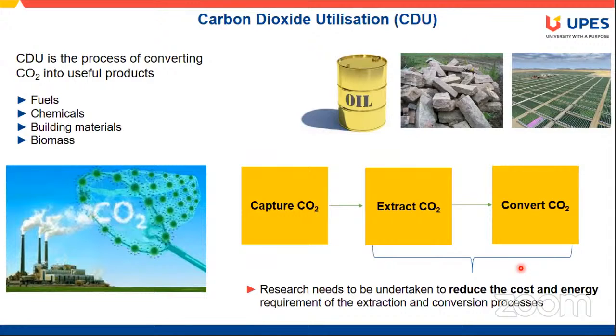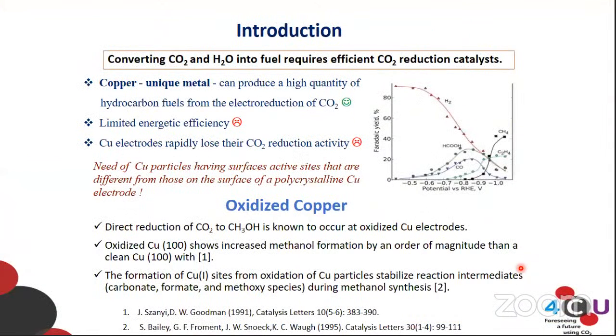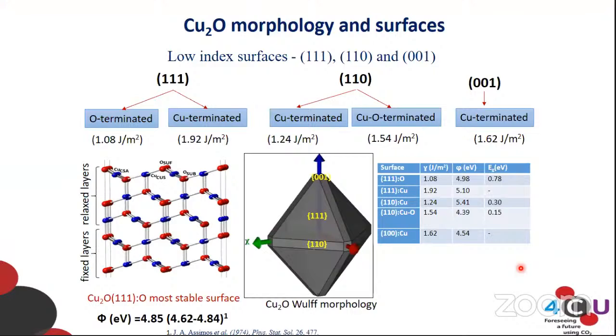So we started with different materials. Copper is one of the metals that can produce so many hydrocarbon fuels from the electrochemical reduction of carbon dioxide. But it suffers from a few problems. So we looked at oxidized copper, and oxidized copper was even better. Then we compared, and we found that copper oxide is even better than oxidized copper.